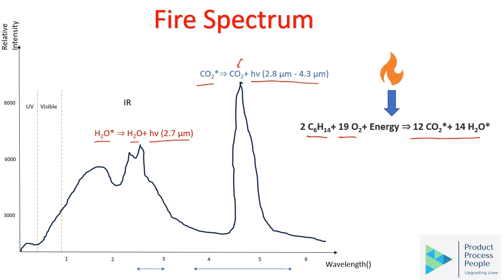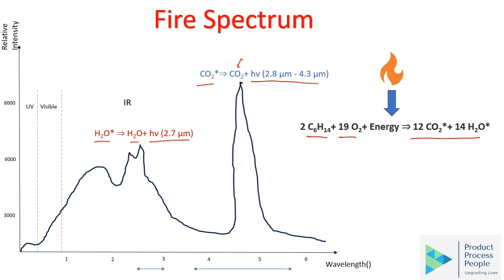The emission spectrum of flames. The emission spectrum of a flame is a key indicator of its combustion characteristics and can be used to identify the type of fuel being burned. This spectrum includes several distinct bands.